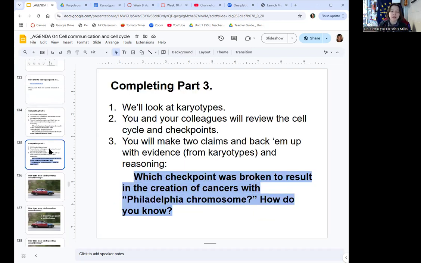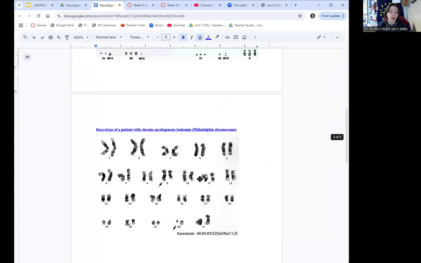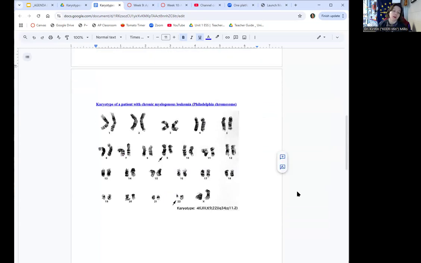So what you're going to do is look at the karyotype. I'm going to ask you to link back in, go to those slides and ask this question: what checkpoint was broken to result in the creation of cancers with Philadelphia chromosome? So we take a look at that karyotype. It's up here. We gave you an arrow because you're not a medical professional.